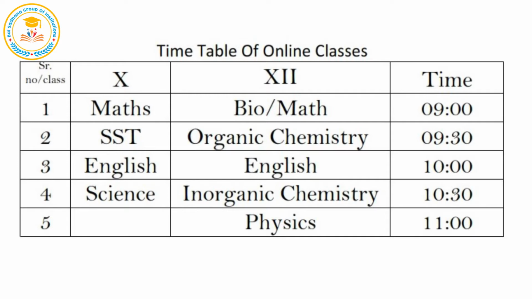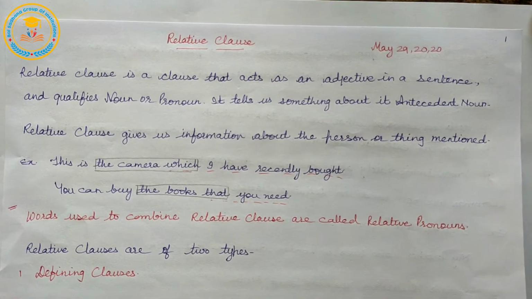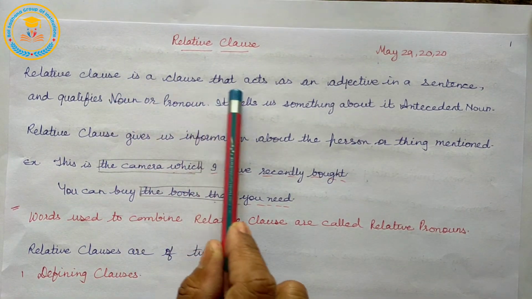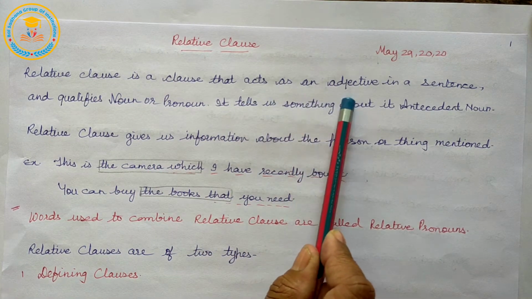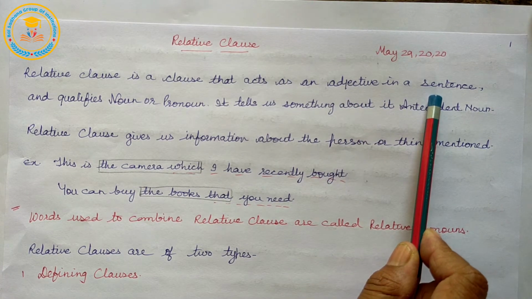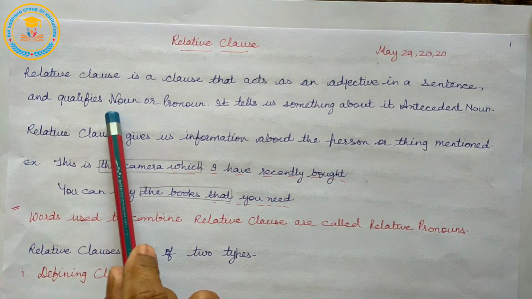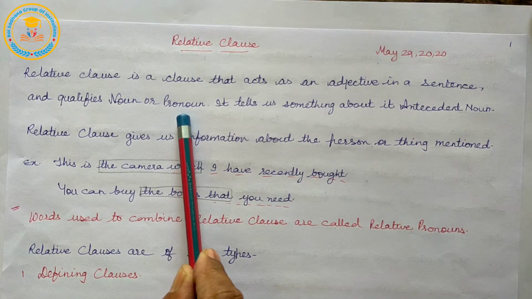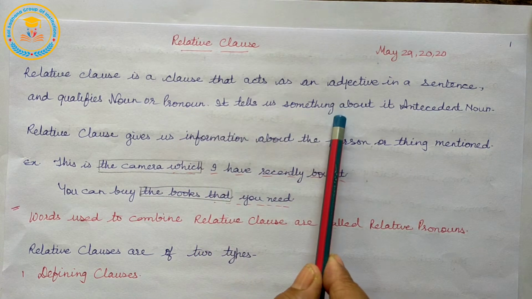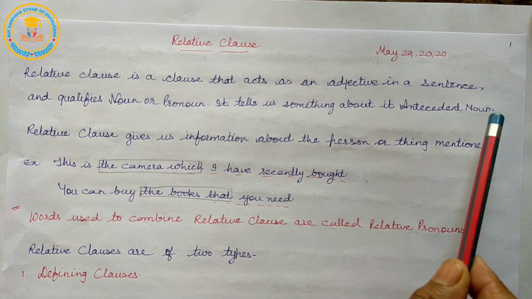Good morning, and let us begin our next topic, that is relative clause. A relative clause is a clause that acts as an adjective in a sentence and qualifies a noun or pronoun. It tells us something about its antecedent noun.